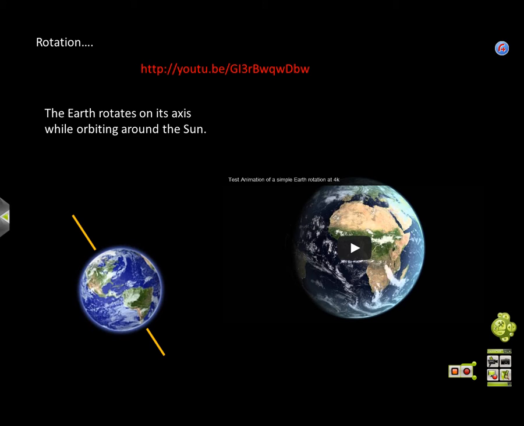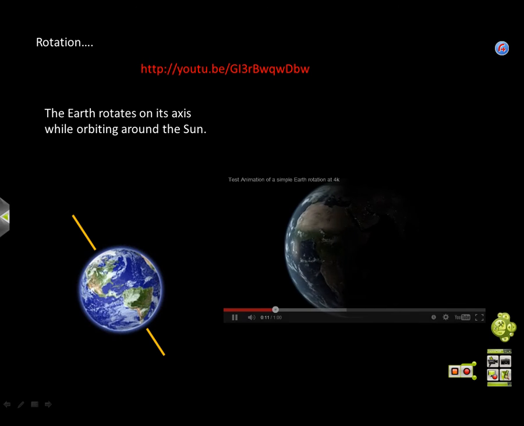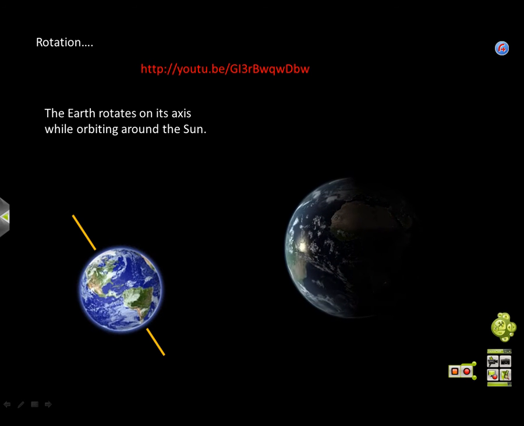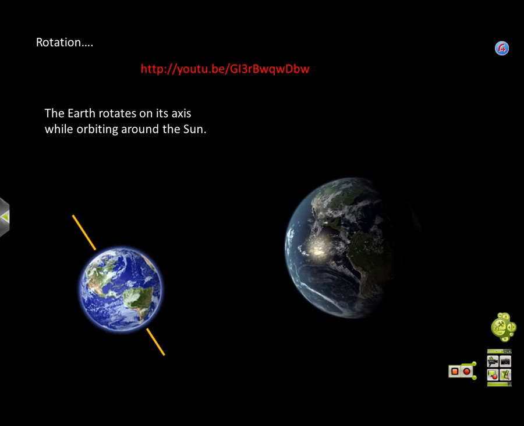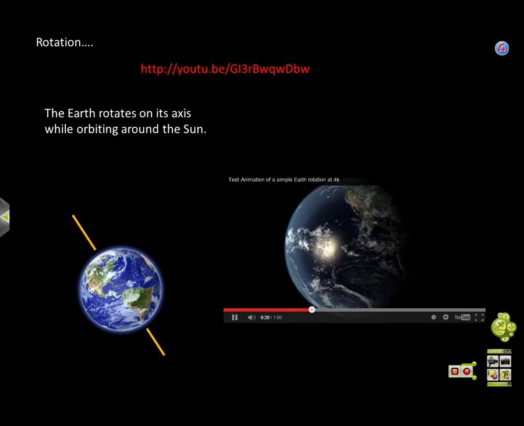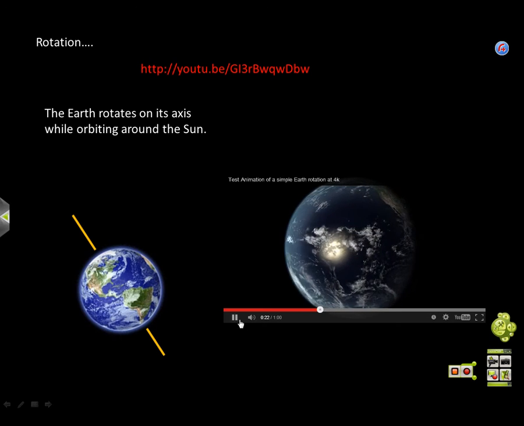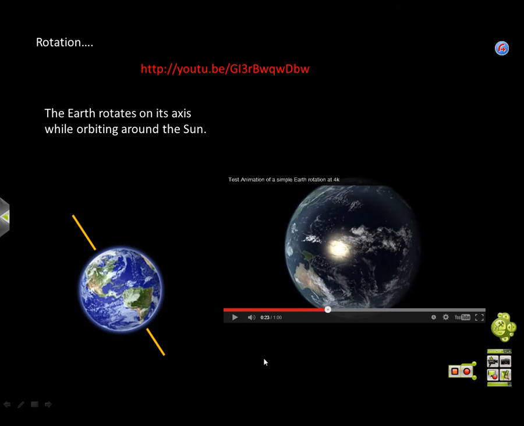Oh, here's a great video about rotation. And I'm going to move it up a little faster. Here's rotation of the Earth. It's the spinning. Lots of people get rotation and orbiting mixed up. So it's the spinning. It causes the cycles of day and night.